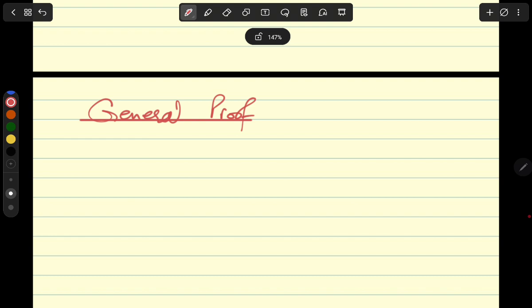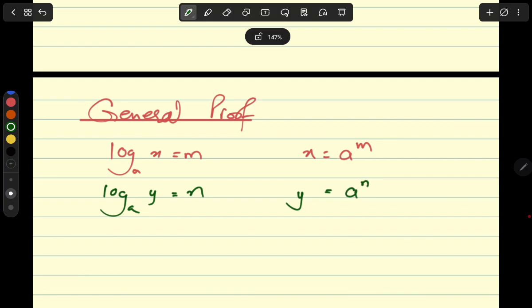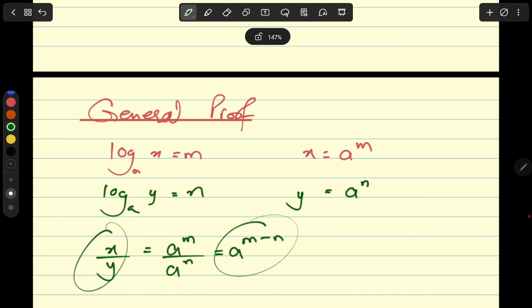Now let's prove it once and for all. Let log x to the base of a be m, so we can rewrite x as a to the power m, and let's write log y to the base of a as n, so we can rewrite y as a to the power of n, right? Now if we divide x by y, x by y is going to be equal to a power m divided by a power n, which is nothing but a power m minus n, right? So x over y is equal to a power m minus n, right?